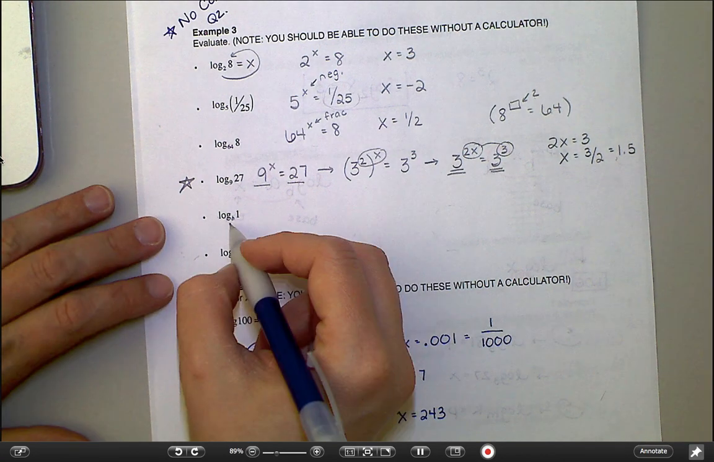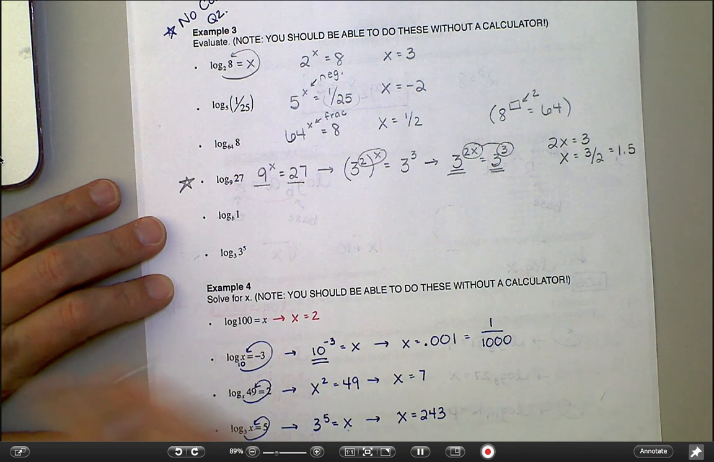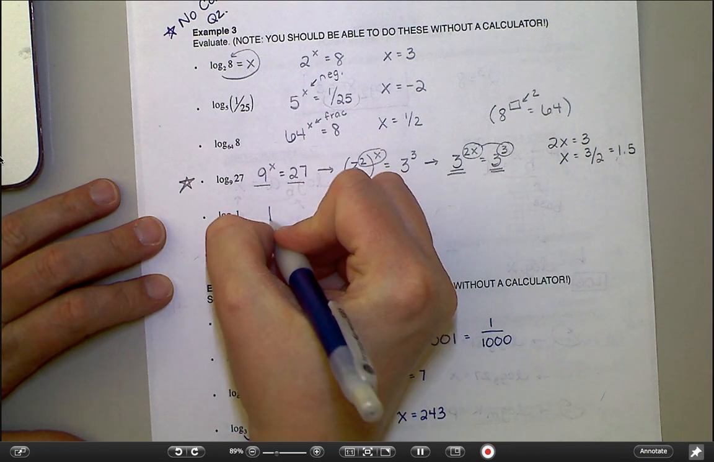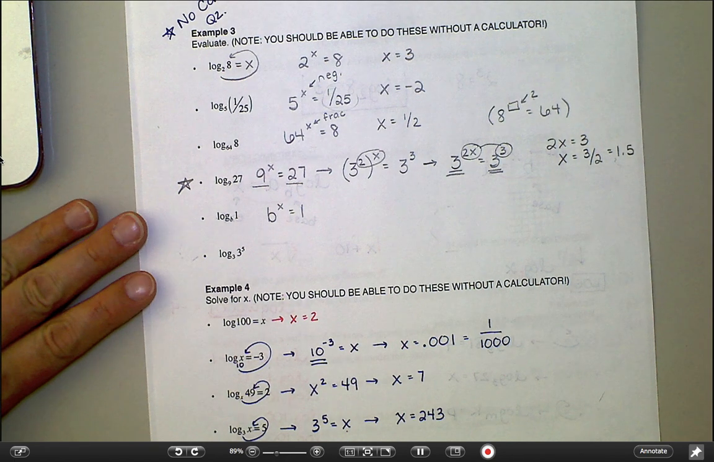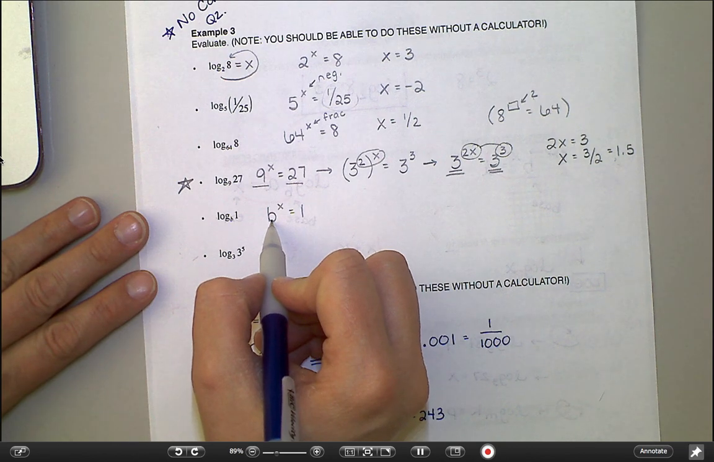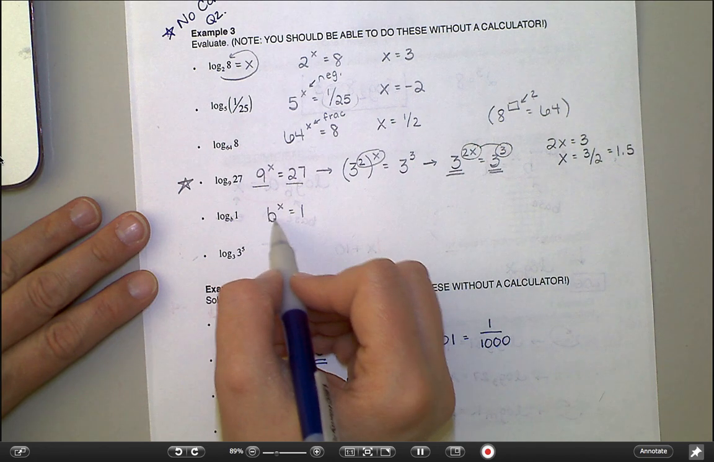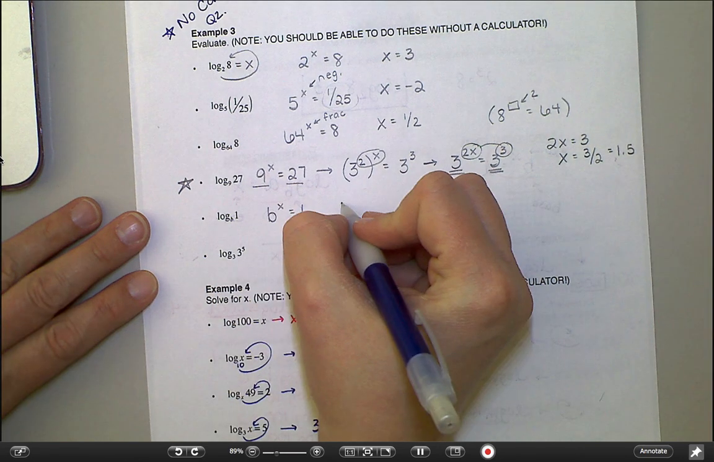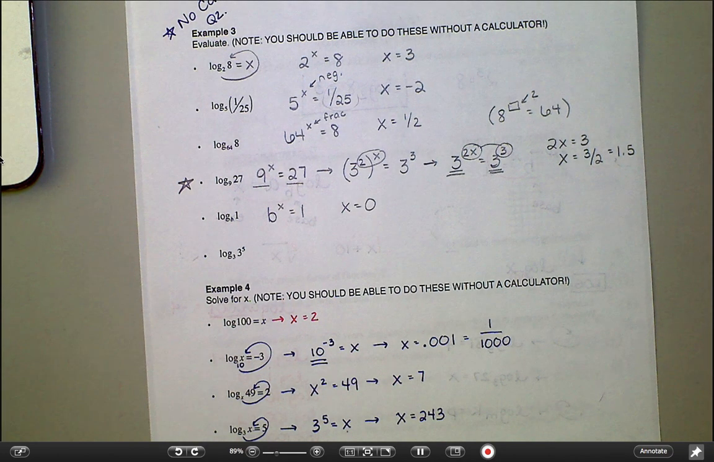Okay, so this next one's weird, right? Because it's got a letter down there for the base. And so if I set it up kind of the same way we've set up all these other ones, what I'm really asking is b to what power makes 1? Well, b could be anything, right? But what power always turns something into 1? That's the question you really want to ask yourself here. Okay, there's some power that no matter what this is, the answer is always 1. And that power would be 0. Okay, so any log of 1, it doesn't matter what the base is, any log of 1 is going to be 0.